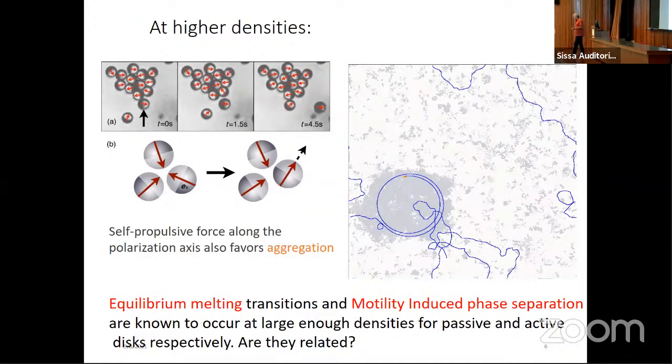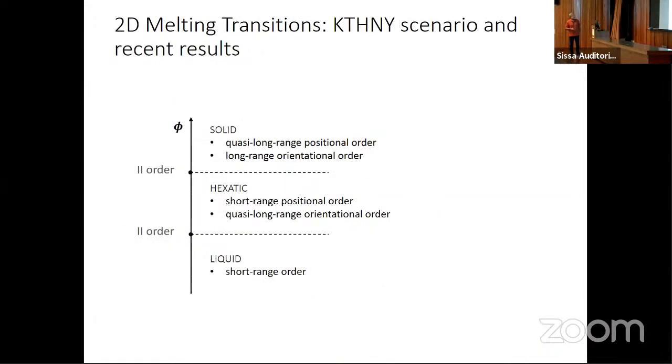But what was completely missed in the studies on this problem was the relation with the standard transition of hard disks, which is something also quite obvious to consider. One can think to consider a standard hard disk system and switch on the active force and see what happens. And this has been done less in the literature. So this was our starting point, and maybe I need to summarize some very well known and a bit old results on the melting transition in two-dimensional systems.